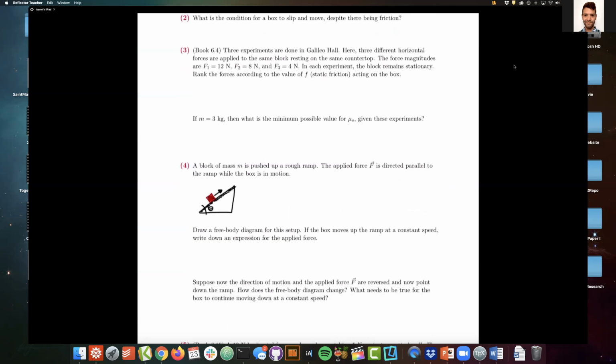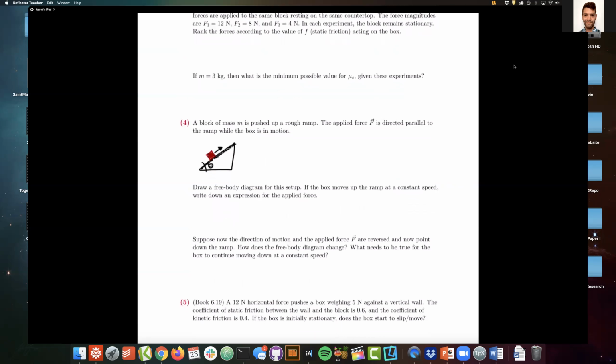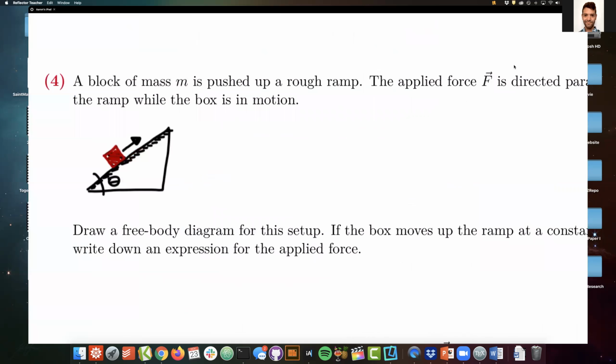A block of mass m is pushed up a rough ramp. The applied force F is directed parallel to the ramp while the box is in motion. Draw a free-body diagram. If the box moves up the ramp at a constant speed, write down an expression for the applied force. So there's my system.